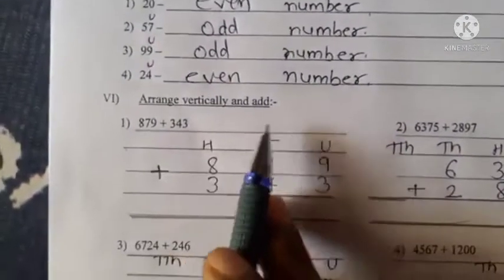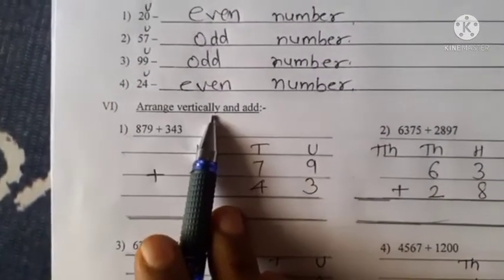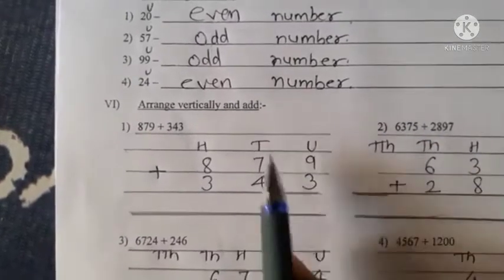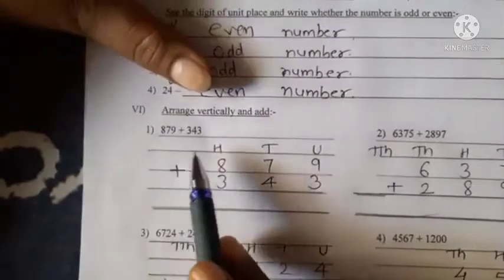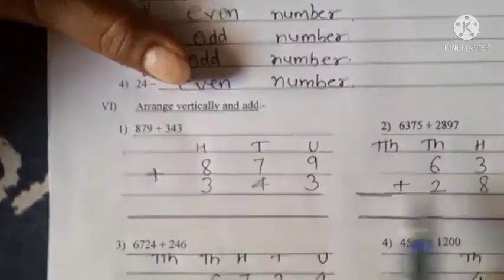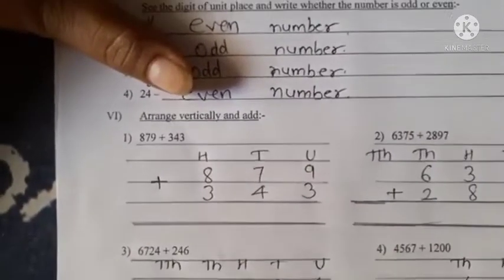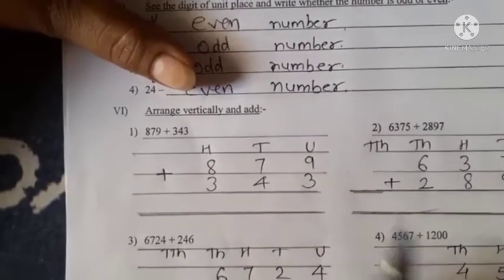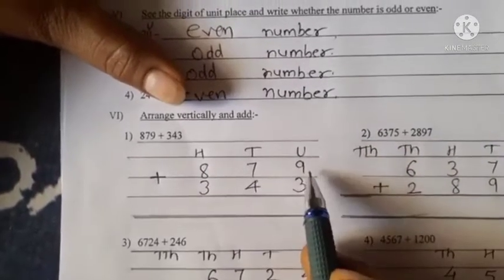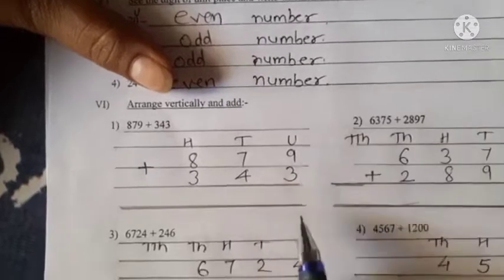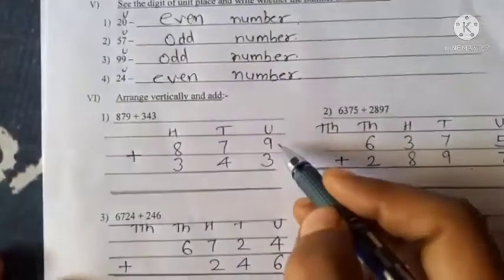Arrange vertically and add. See, every time when we do vertical, see this is vertical arrangement of addition. So we will write unit, tens, 100 standing way, and then we will add. Okay students? So first what you will do, you will put line by using pencil and scale. Put line so that it will be very neat and clean and you can do easily. So let's start with the first addition 879 and 343. First we will arrange these numbers according to their places, unit, tens and 100. So let's start with the unit place.